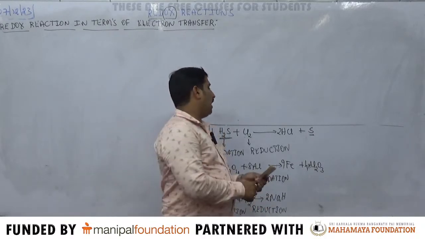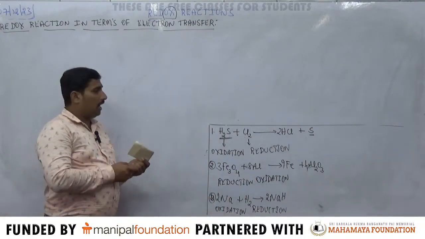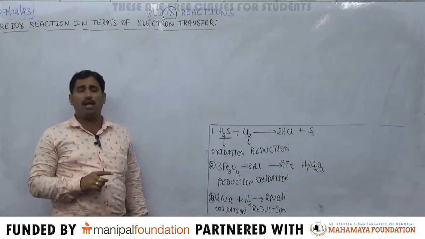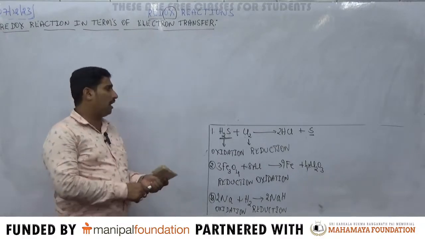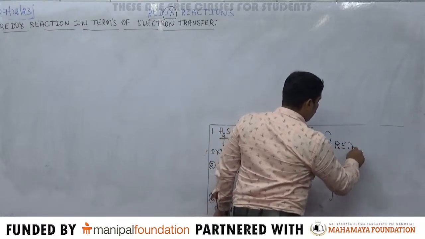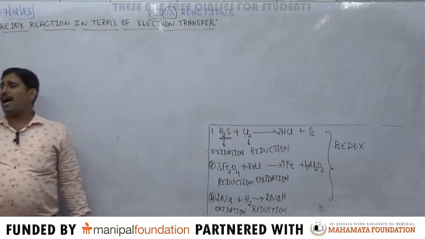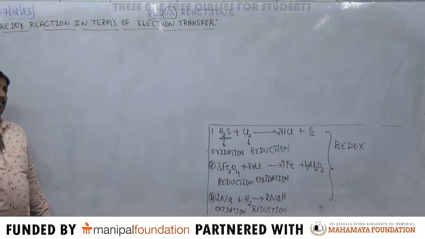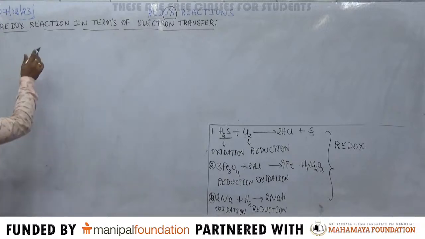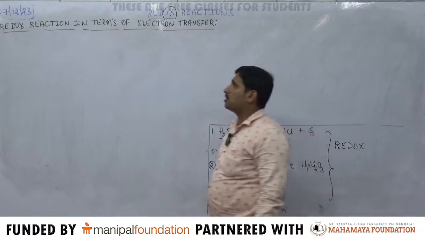Is that clear? I have discussed these three reactions, and in these three reactions you have studied that there is an oxidation and also a reduction. Therefore these are redox reactions, in which both oxidation and reduction take place simultaneously. Is that clear? Fine. Now, write the side heading, redox reactions in terms of electron transfer.